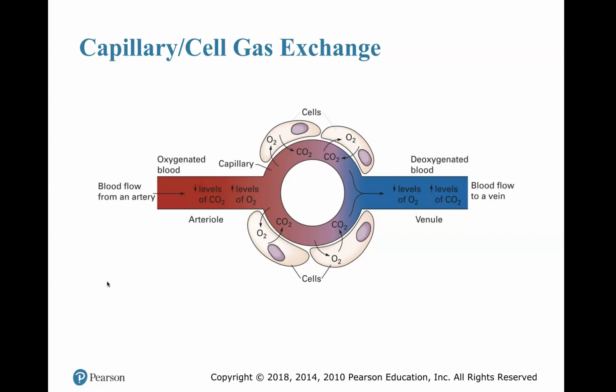Arteries carry oxygenated blood from the heart. Every blood vessel that takes blood away from the heart or carries blood away from the heart is an artery. Everything that carries blood to the heart is a vein. Remember that. Everything that carries blood away from the heart is an artery. Everything that carries blood to the heart is a vein.